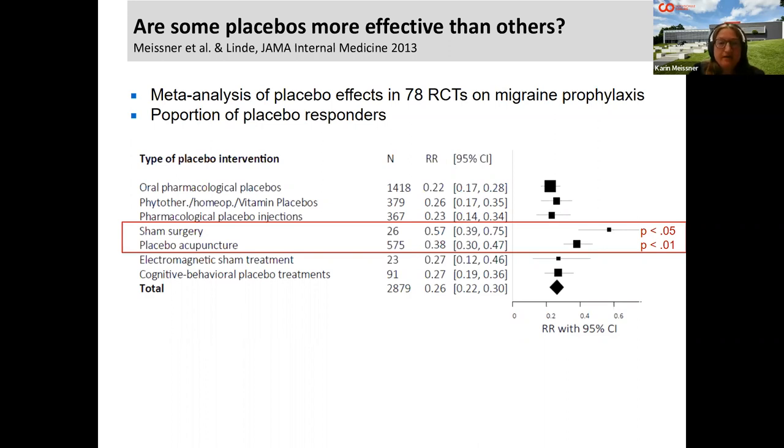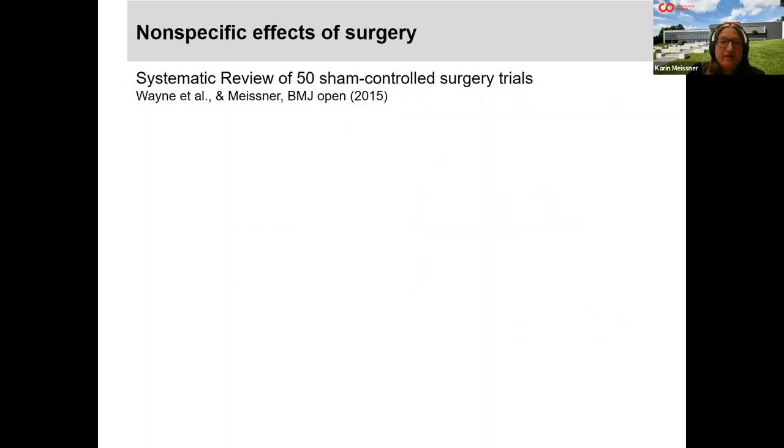We also ran a network meta-analysis and could show that there was a significant difference between the placebo sugar pill and the no treatment group. But also in the network meta-analysis, we could show that placebo acupuncture and sham surgery were much more effective than the classical placebo sugar pill. So some placebos appear to be more effective than others. And surgery could be a very effective placebo, so a power placebo.